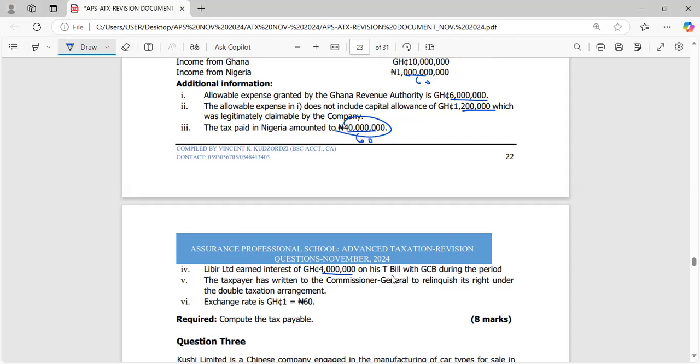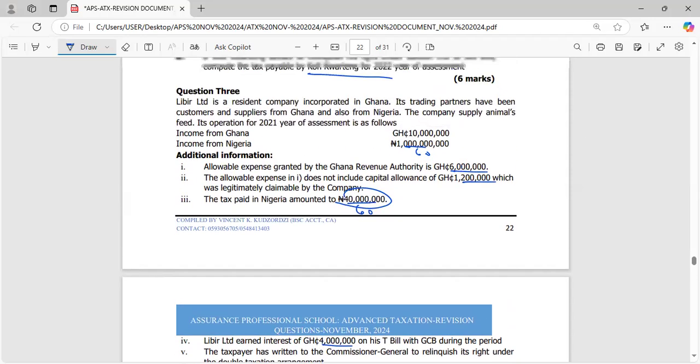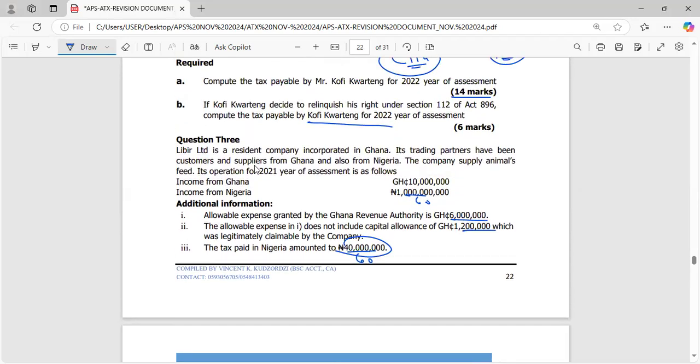Then they give you the rate. That's all. When you do that, whatever you get, what will be the tax rate? It's a resident company in Ghana, so 25%. The tax will be 25%. Then you are done.